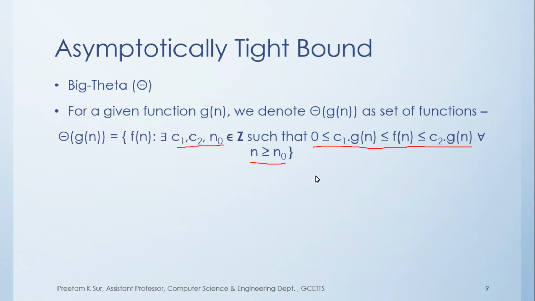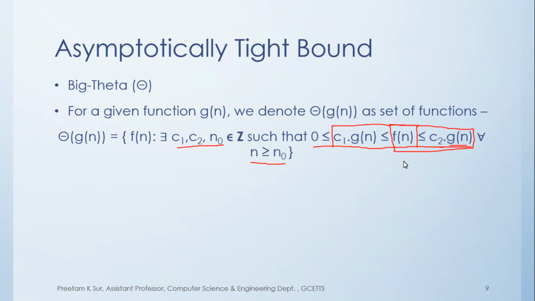So after n0, when the function gn is multiplied by constant c1, it is going to give you a lower bound, right? As per this definition, it is going to give fn a lower bound. But if the same function gn is multiplied by another constant c2, it is going to give you an upper bound as per the definition, right? So the same function gn is going to give the same function fn. One time it is a lower bound when multiplied by a constant, another time it is an upper bound when multiplied by some other constant.